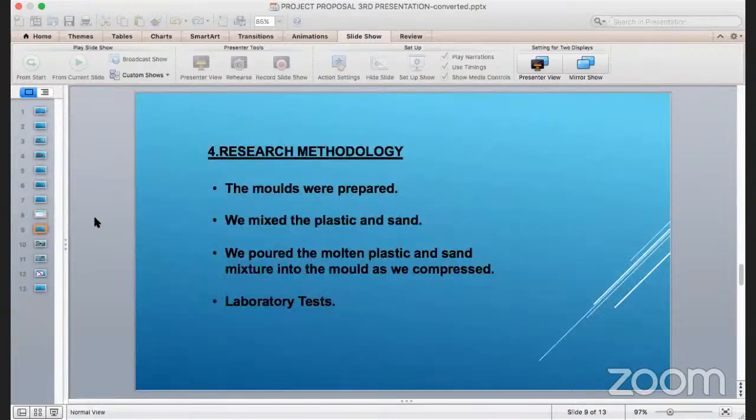So the research methodology: so far we've been able to prepare the molds. We mix the molten plastic and sand. We pour the molten plastic and sand into the mold as we compress. Then we had to carry out lab tests.